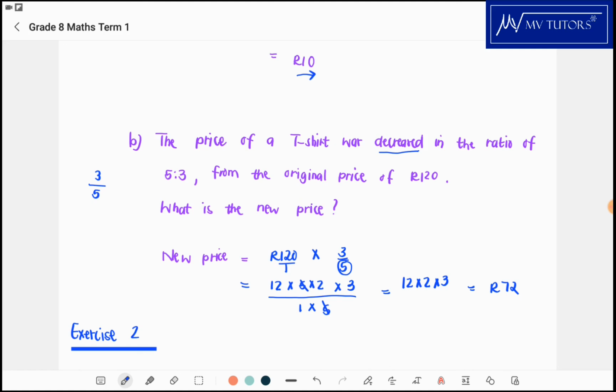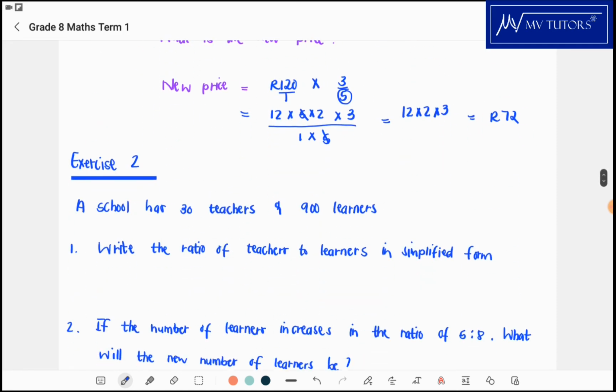So yeah, that is great. That is actually a nice discount. Sometimes, in a shop, just to make sure that everybody's on the same page, they put the reduced price. They don't leave it to you to calculate, okay? So don't worry about that. So yeah, now let's go to exercise 2.